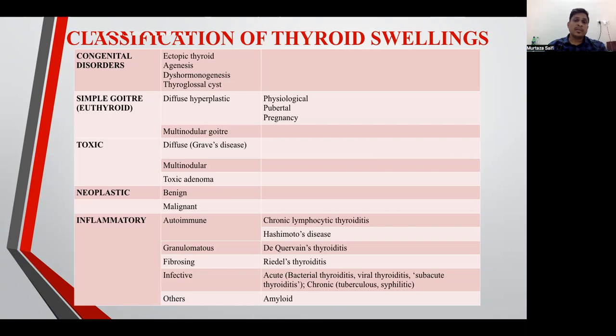Then there may be De Quervain's thyroiditis, which is granulomatous. Then fibrosis, which is Riedel's thyroiditis mainly. Then there may be infective, like acute bacterial thyroiditis, viral thyroiditis, subacute thyroiditis, and it may be chronic also, like tuberculosis. Others are amyloid. So this is the basic classification of the thyroid swelling.